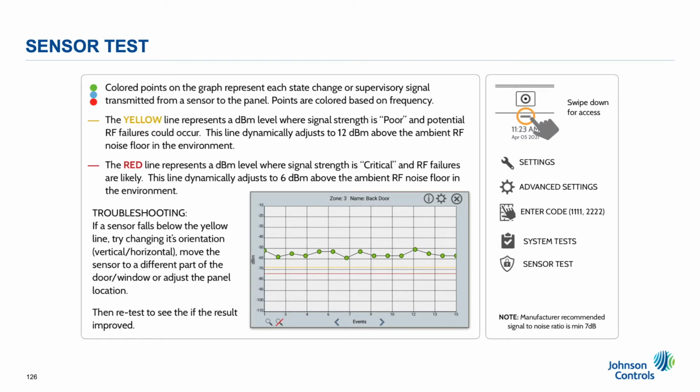This line dynamically adjusts to 12 dB above the ambient RF noise floor in the environment. The red line represents a dBm level where signal strength is critical and RF failures are likely to occur. This line dynamically adjusts to 6 dB above the ambient noise floor in the environment.